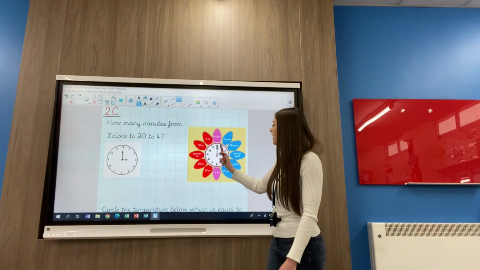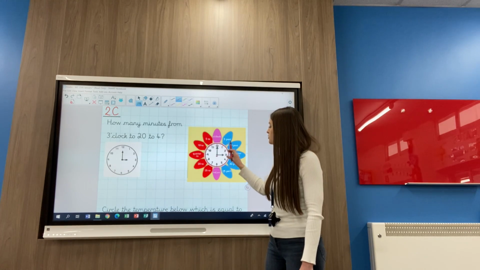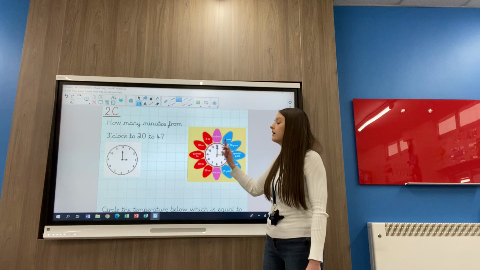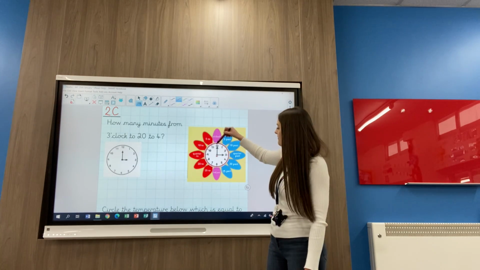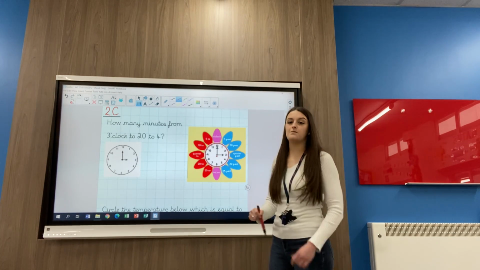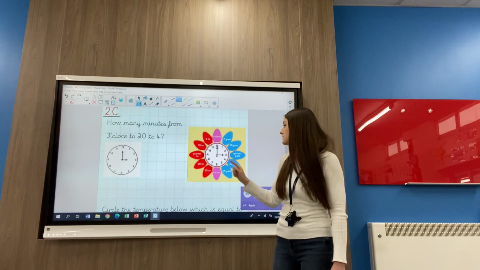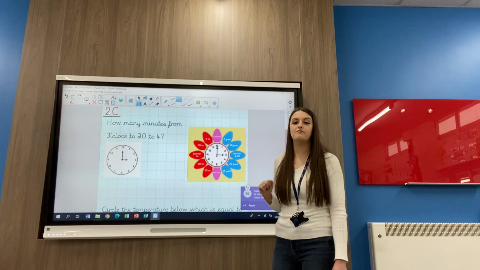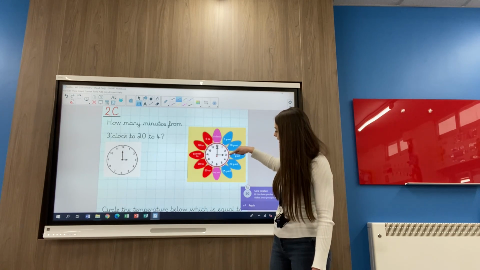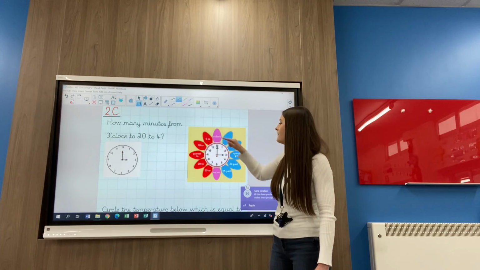So here's my clock. I've got all the numbers starting from 12, going all the way around the clock back to 12. Now, with every number, 5 minutes is passing. So from 12 to the 1, that's 5 minutes. From 1 to 2, that's 5 minutes. So we can count 5 minutes from each number going around the clock.